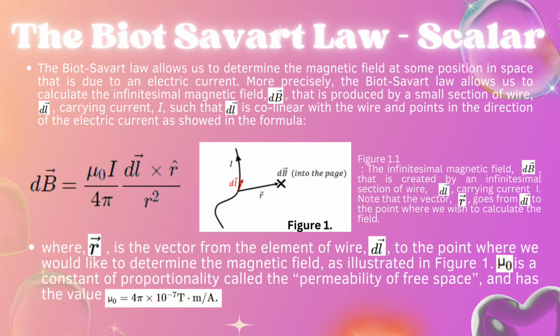The constant of proportionality is called the permeability of free space and has the value mu naught equals 4 pi times 10 raised to negative 7, with the unit of tesla times meter per ampere. Additionally, infinitesimal means that it is an indefinitely small quantity.